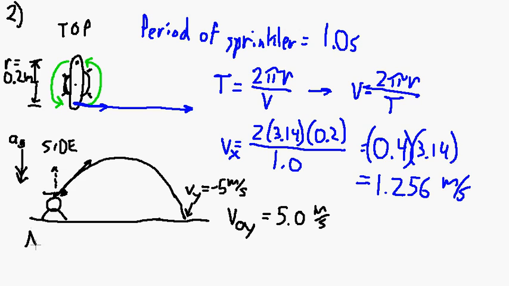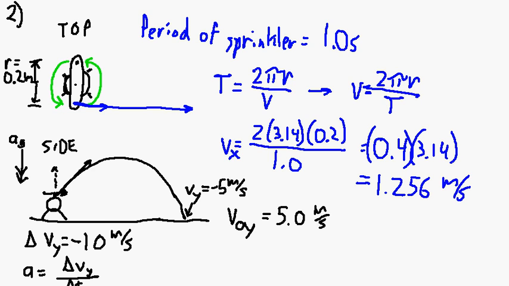So the change in y velocity is the final Vy minus the initial Vy. So it's negative 5 minus 5. So it's negative 10 meters per second. So this is actually pretty easy then. So acceleration equals delta v in the y direction divided by delta t.